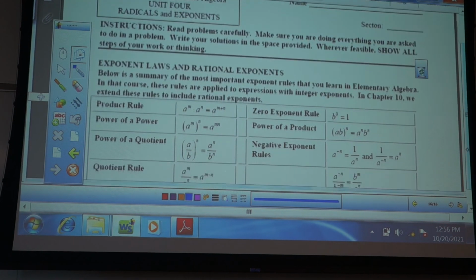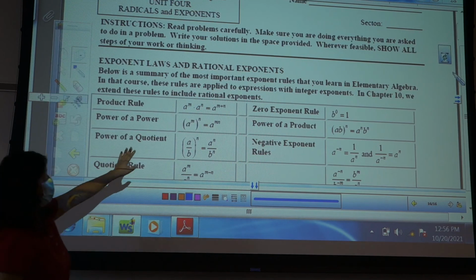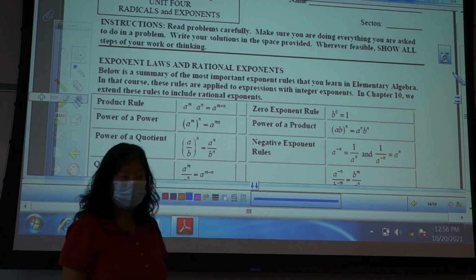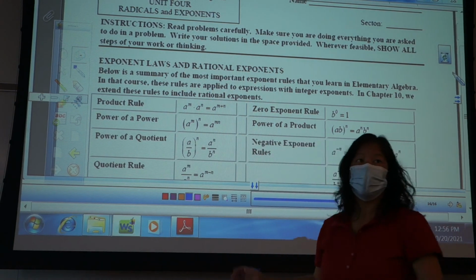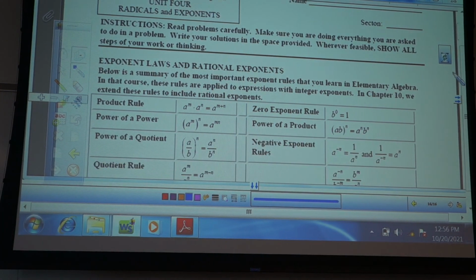Okay, so we're going to start in on this part here. These are the rules about exponents. There's a bunch of rules that we need to go over that you need to understand. We've gone over some of them already, but I just want to review them before we get started. So the first one is the product rule.